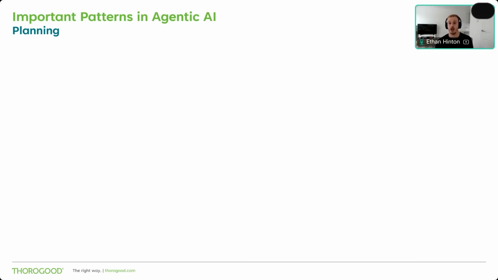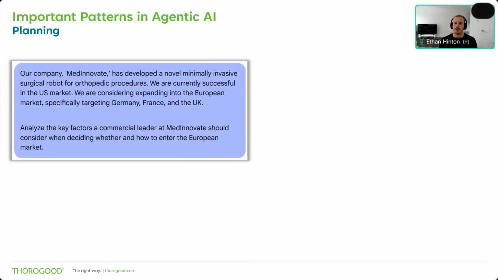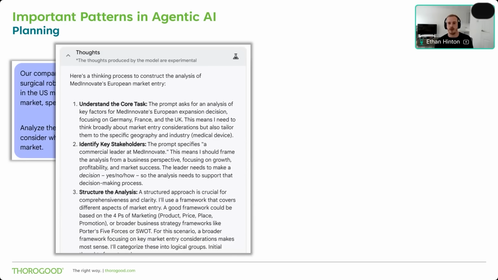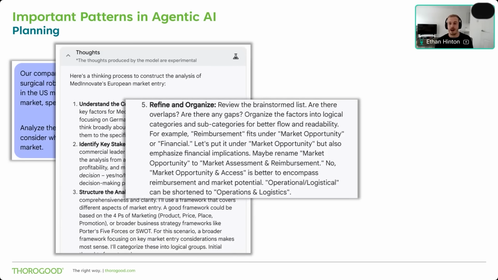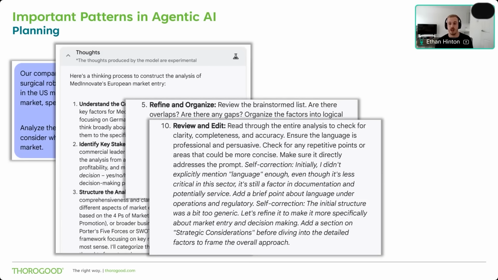So here's an example drawn from the Thoughts feature in Google Gemini. In this example, we're working for a fictional medical devices company. And in this company, we've recently developed a device that was very successful in the United States, but we're now thinking about a potential European market entry. So we're asking, should we do it? Quite simply. Rather than immediately saying yes or no, and then trying to justify why, the model is laying out its own plan. It's making sure to understand the core task, identify key stakeholders, and structure its analysis. Then it's thinking about how it will refine and review its response. And we'll come back to these in a second, as they're a different agentic pattern.